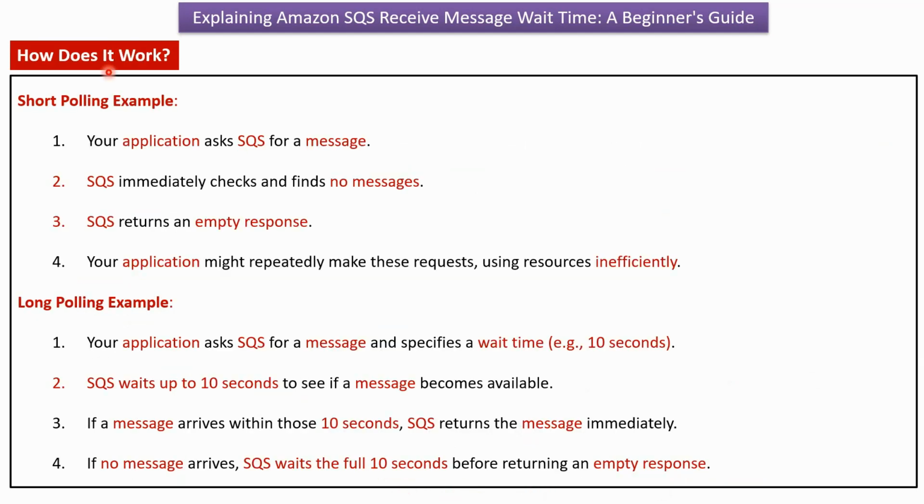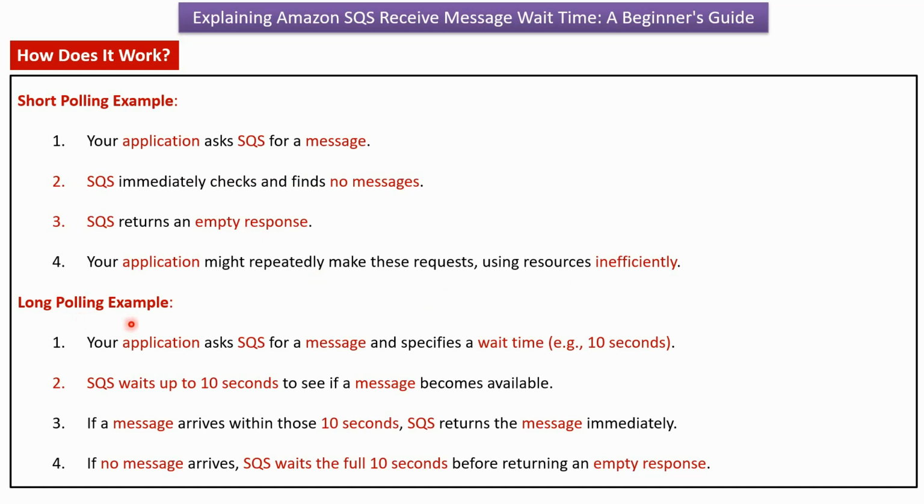Now we will see how it works. Short polling example. Your application asks SQS for a message. SQS immediately checks and finds no messages. SQS returns an empty response. Your application might repeatedly make this request, using resources inefficiently.